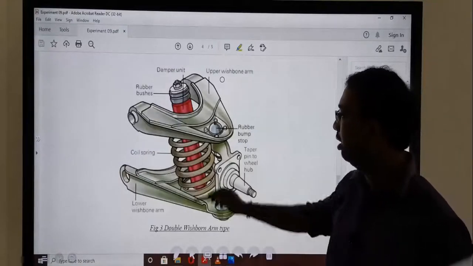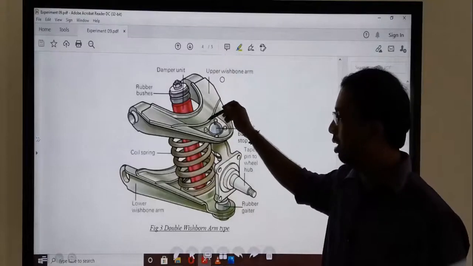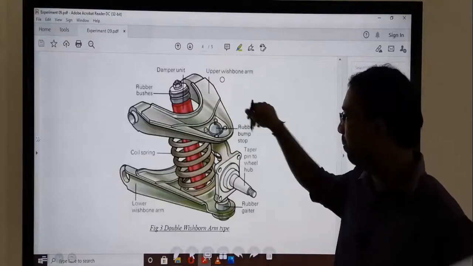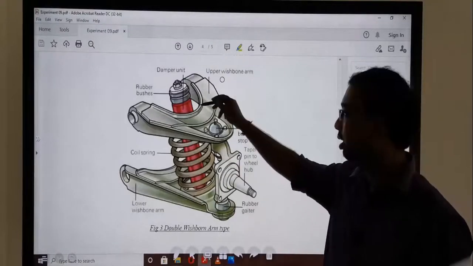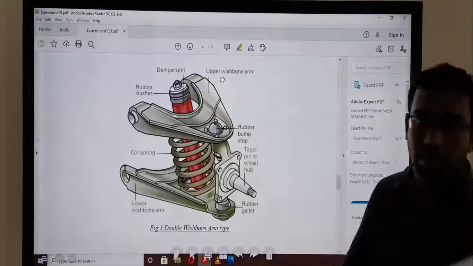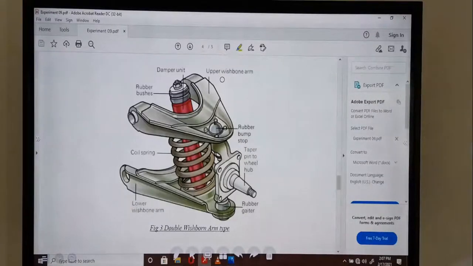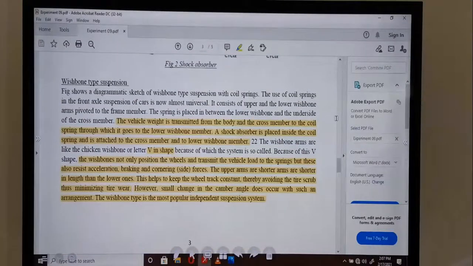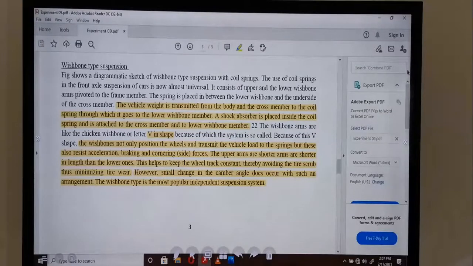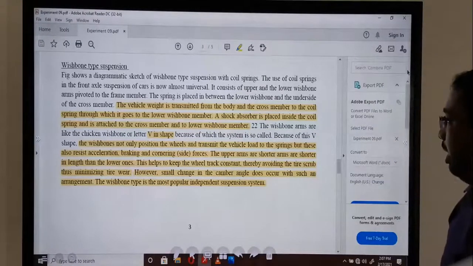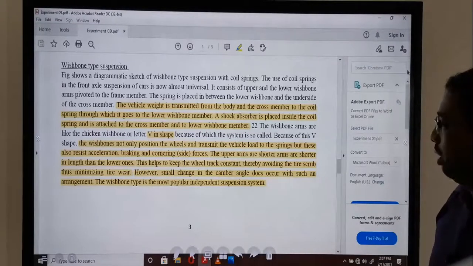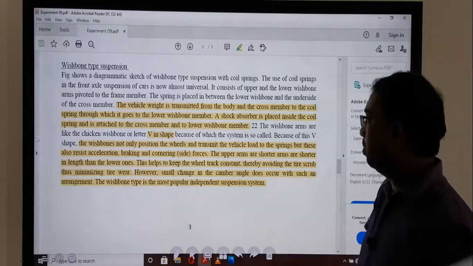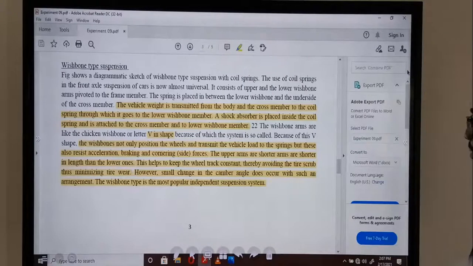Between these arms, the shock absorber with coil spring is fixed here. So this combines the lower arm, upper arm, shock absorber strut and coil spring. The vehicle weight is transmitted from the body and the cross member to the coil spring, through which it goes to the lower wishbone member.